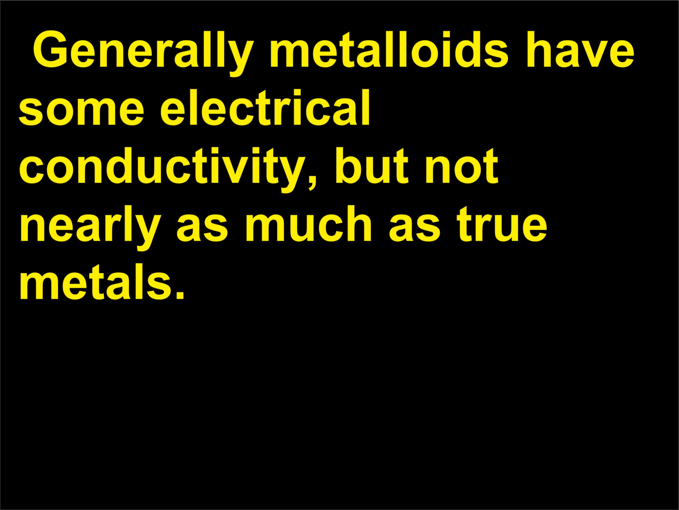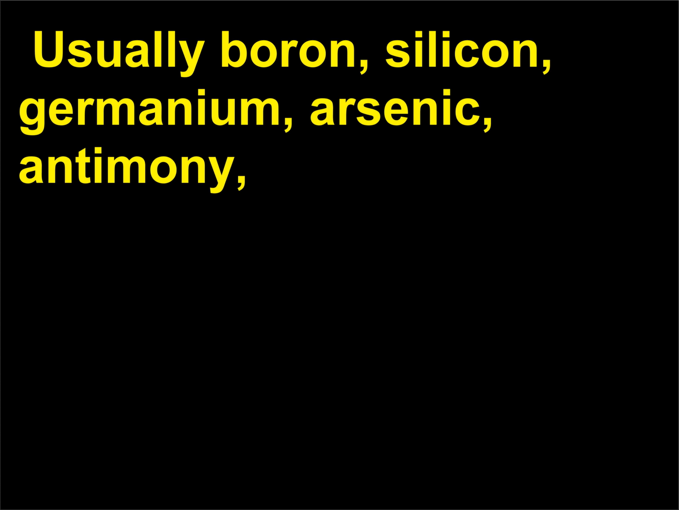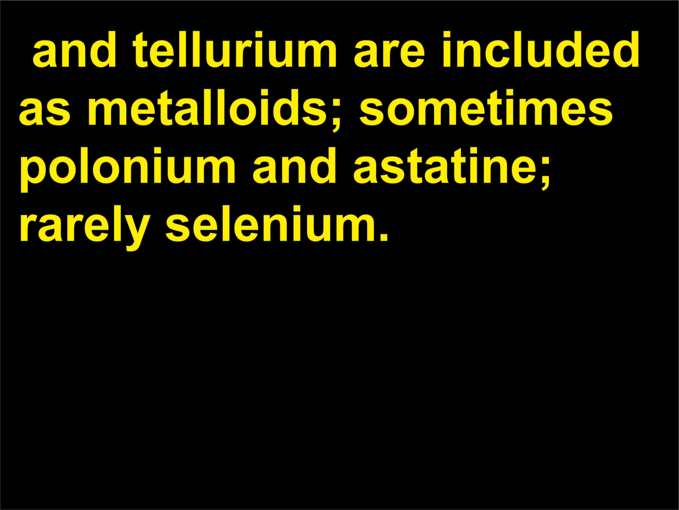Generally, metalloids have some electrical conductivity, but not nearly as much as true metals. Because of these ambiguous definitions, even which elements are called metalloids can vary. Usually boron, silicon, germanium, arsenic, antimony, and tellurium are included as metalloids, sometimes polonium and astatine, rarely selenium.